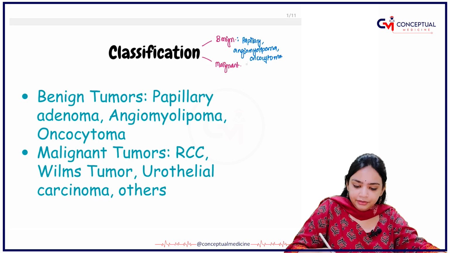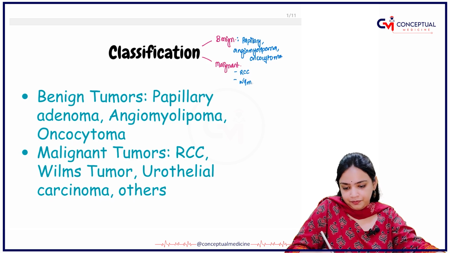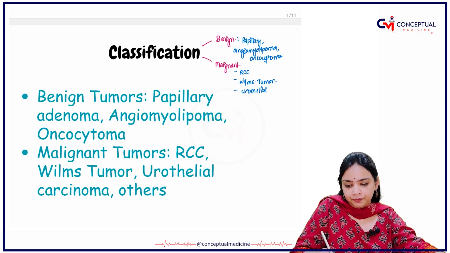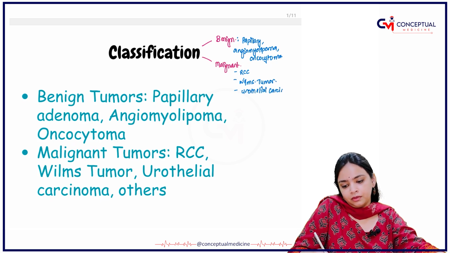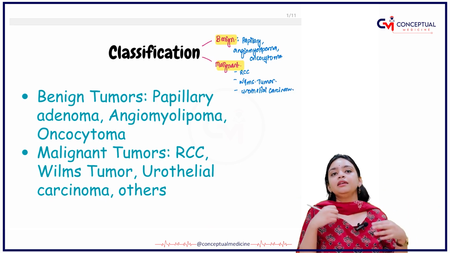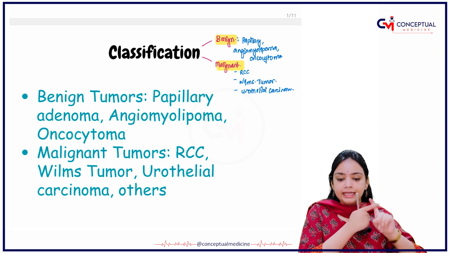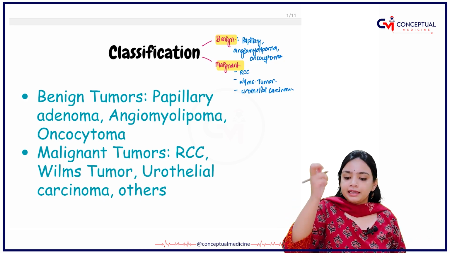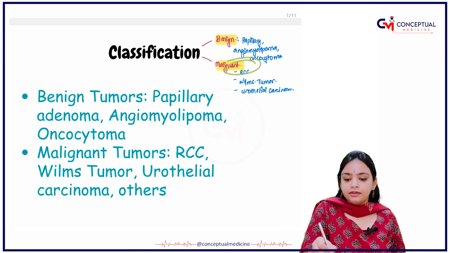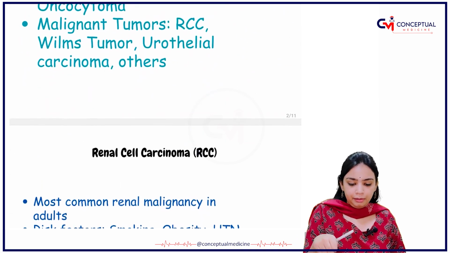In the malignant, we have the RCC, we have the Wilms tumor, then we have the urothelial carcinoma. So three things you need to remember in both benign and malignant. In benign, papillary, then angiomyolipoma, then the oncocytoma. In the malignant one, you need to remember the RCC, the Wilms tumor, and the urothelial carcinoma.